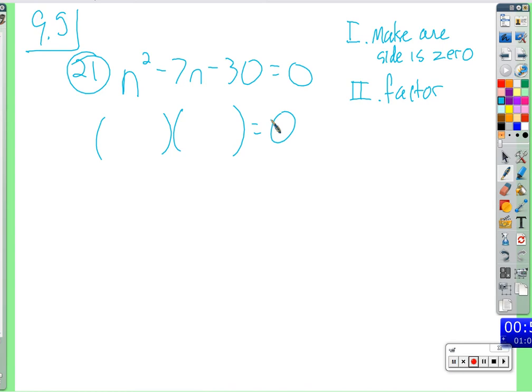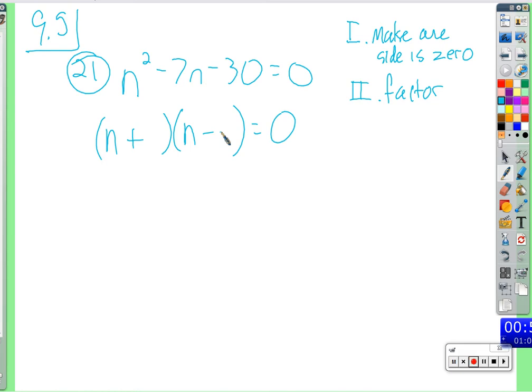Who's got this factored? So the n's, a couple of n's, n times n is n squared. Other numbers here. What do we know about these two numbers? They multiply to make negative 30. Negative is important. So if you're going to multiply to make a negative number, what do you know about those two numbers? One of them is negative, the other one's positive. That's a good place to be, to know that.